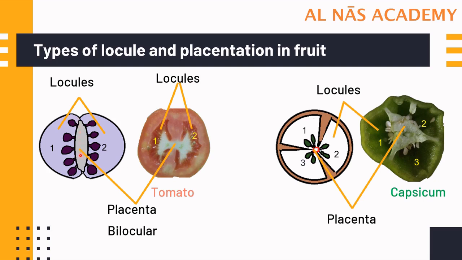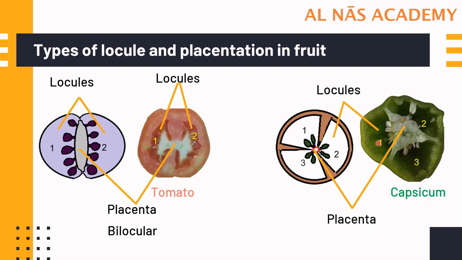So over here this is the placenta, and these are the ovules, and a septum is a cross wall or a partition of the ovary. So the walls of the ovary and the septa form a cavity-like structure. Here you can clearly see in this capsicum a cavity-like structure, which is called a locule.